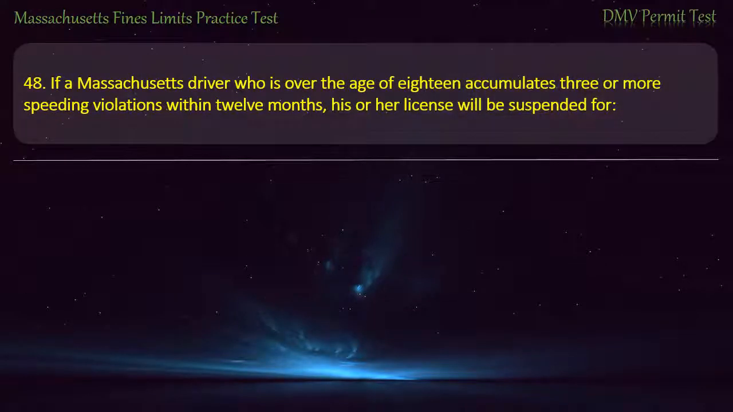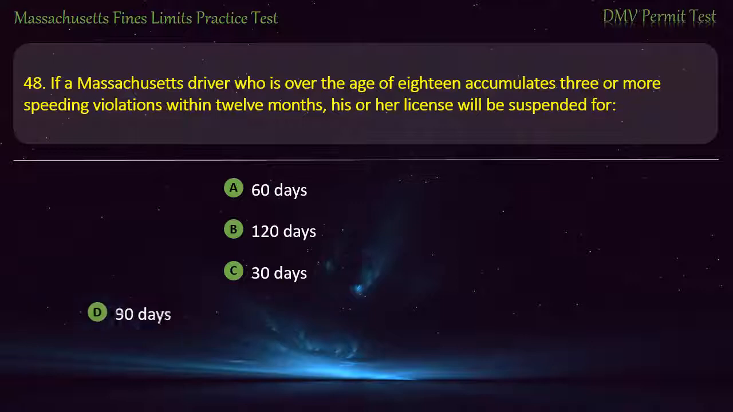Question 48. If a Massachusetts driver who is over the age of 18 accumulates 3 or more speeding violations within 12 months, his or her license will be suspended for 60 days, 120 days, 30 days, 90 days. Answer: 30 days.